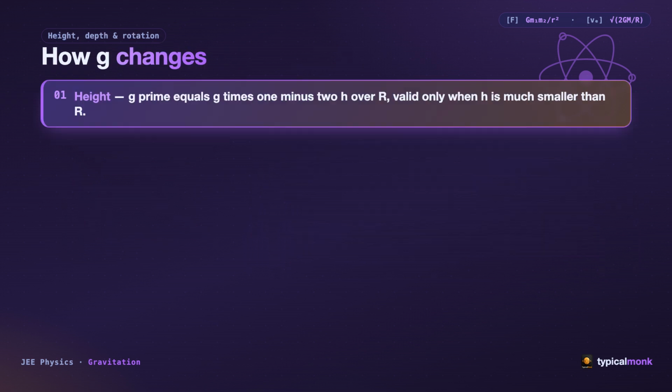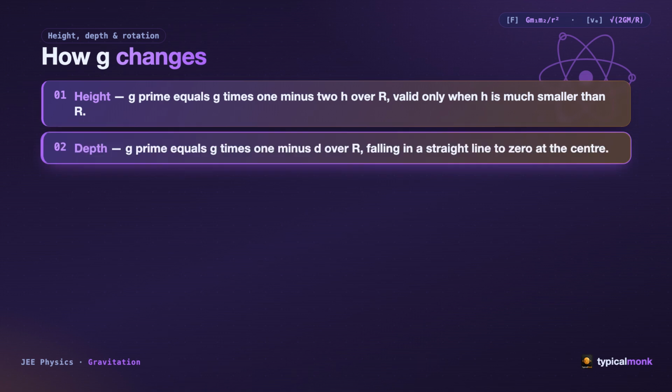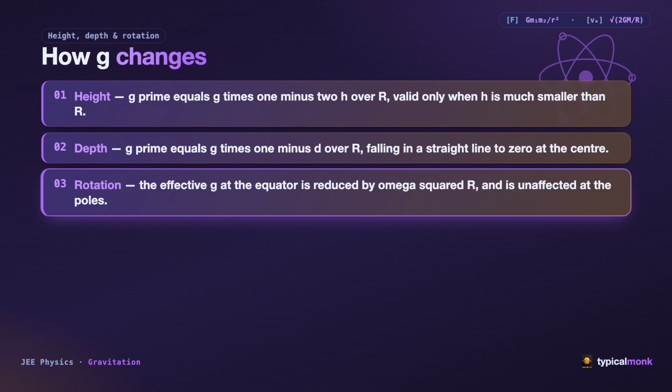Now let us pin down exactly how g changes, because JEE loves to test this precisely. For height above the surface, when the height is much smaller than the Earth's radius, g prime equals g times 1 minus 2h over R, the drop is twice the fractional height. For depth below the surface, g prime equals g times 1 minus d over R, a plain straight line, reaching exactly 0 at the very center. And because the Earth spins, the effective g at the equator is reduced by omega squared R, the centrifugal contribution, while at the poles it is barely touched at all.